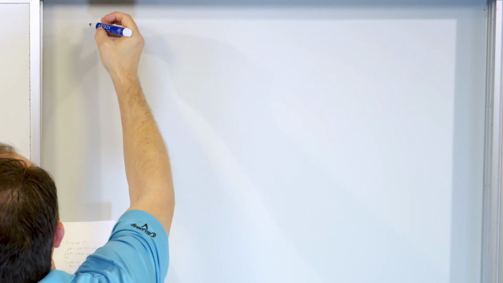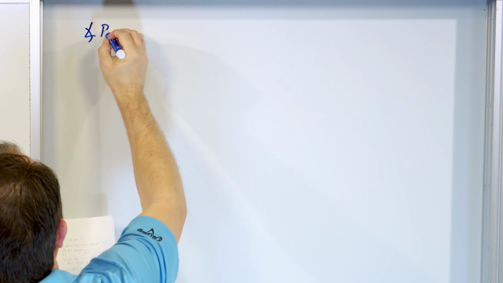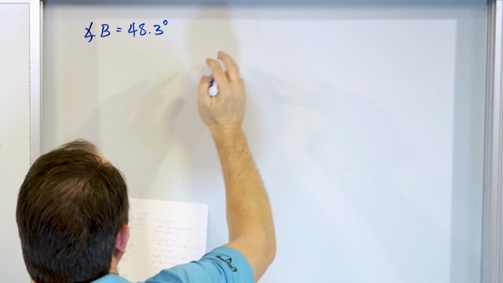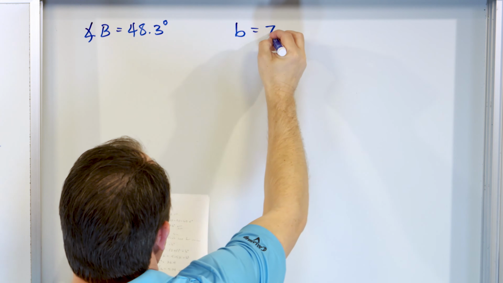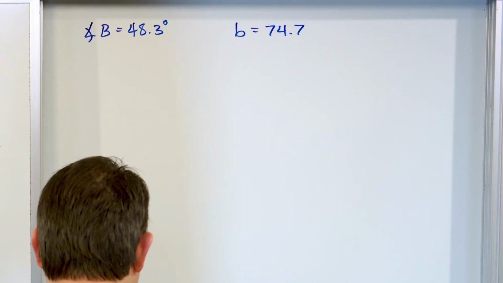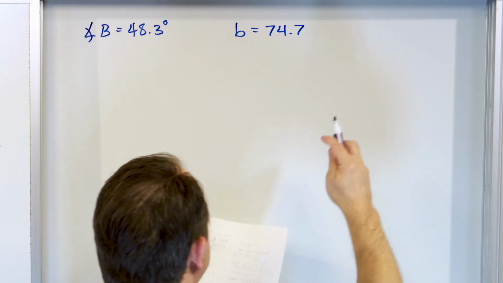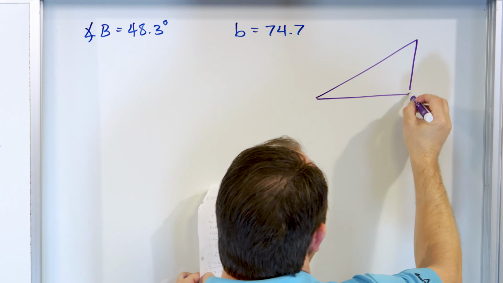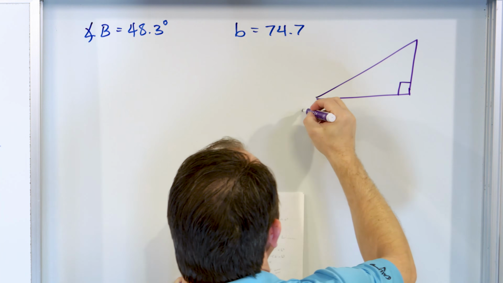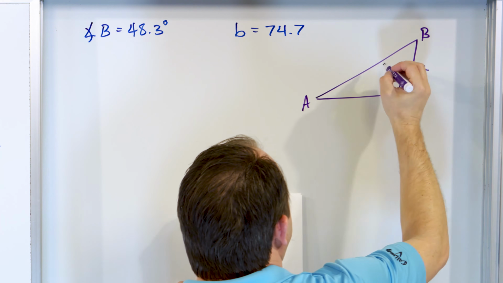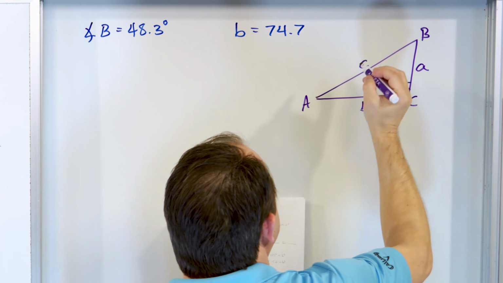All right, let's say I give you, as a given, that it's a known quantity that angle B is 48.3 degrees. And you're also told that side B is 74.7 meters or whatever long. Solve the triangle. This is a right triangle. Solve the right triangle. Well, the first thing you do is you draw the right triangle. This is angle A, and this is angle B, and this is angle C. And so this is side A, and this down here is side B, and so this is side C.